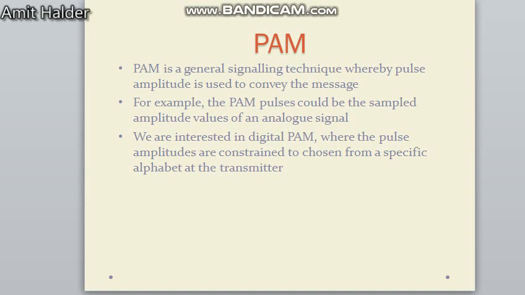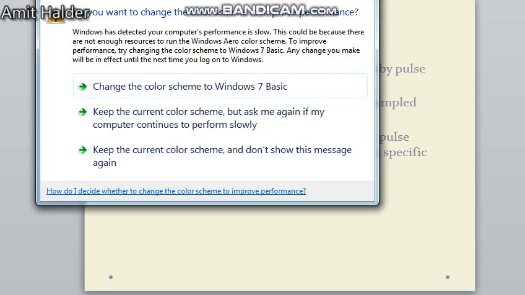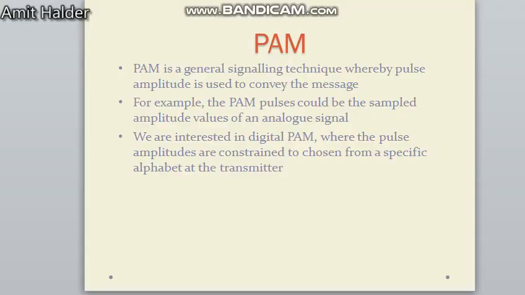So PAM is a general signaling technique whereby pulse amplitude is used to convey the message. So you can see here that is the PAM, a general signaling technique whereby pulse amplitude is used. So amplitude is the main thing that has been changed as far as the pulse goes. That is pulse amplitude, or pulse width, and pulse position. So there are three things that can be changed.